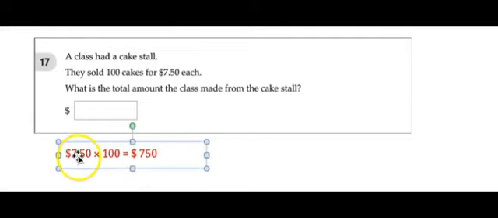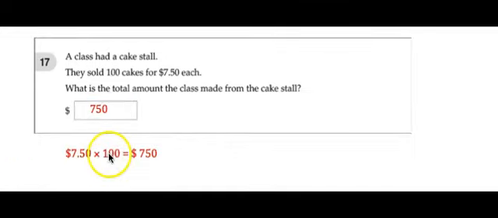Okay, question 17. A class had a cake stall and they sold 100 cakes for $7.50 each. What is the total amount that the class can make from the stall? So we have to multiply $7.50 by 100. Now to do that, remember the decimal point is between the 7 and the 5, and to multiply by 100, we're making it 100 times bigger, so we move the decimal point 2 places to the right. So for example, if it was 7 times 100, your answer would be 700. If it was $8 times 100, your answer would be 800. So it makes sense that $7.50 times 100 is $750.